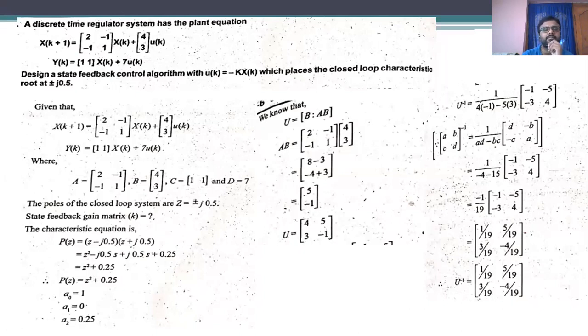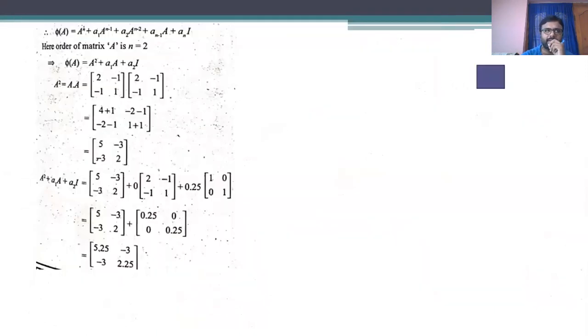Okay, after that we need to evaluate the matrix phi of A. Phi of A is A power n plus A1 into A power n minus 1 plus A2 into A power n minus 2 and so on up to An into I, where n is the order of the matrix A. Substituting n equal to 2, we get phi of A equal to A square plus A1 into A plus A2 into I. The last element has to be multiplied with the identity matrix I.